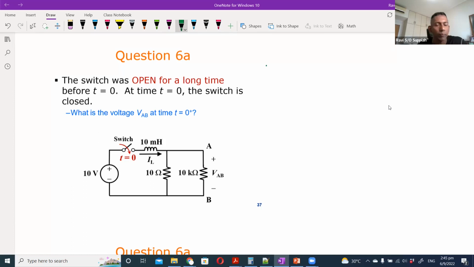Okay, so the current through the inductor. At t equals 0 minus, the switch is open for a long time, which means that the current IL is equal to 0. And at t equals 0 plus, when I first close the switch, the current will initially also be 0.